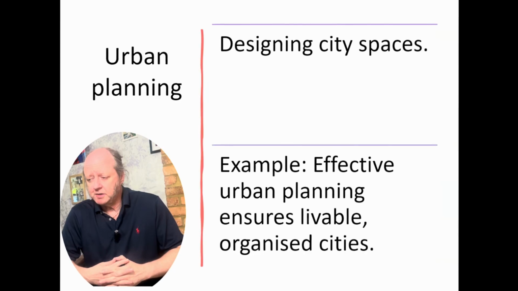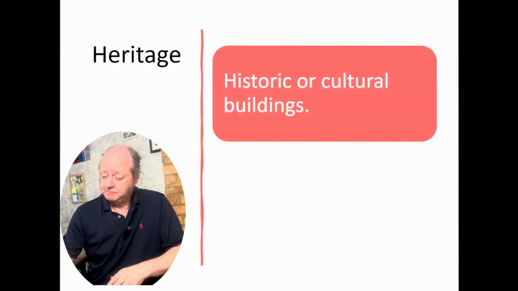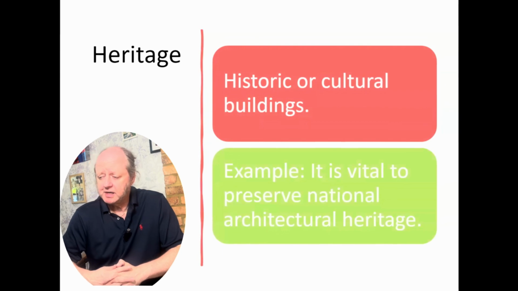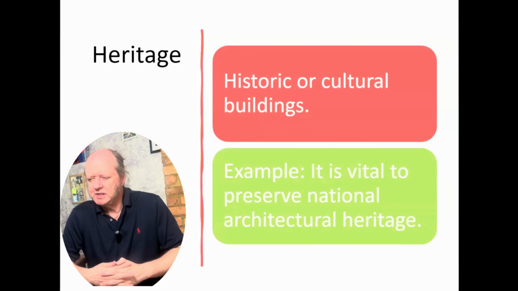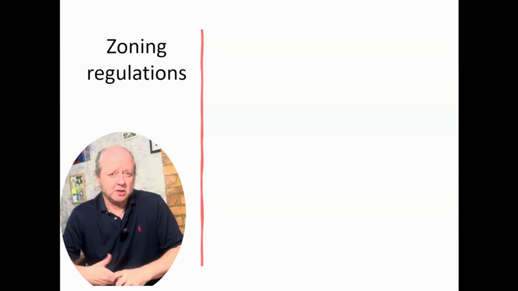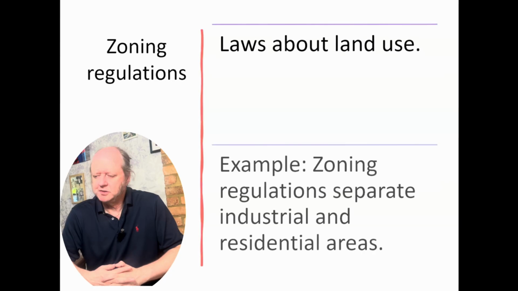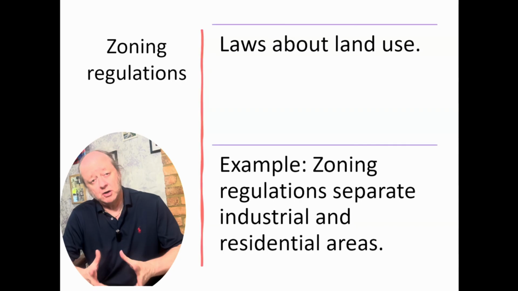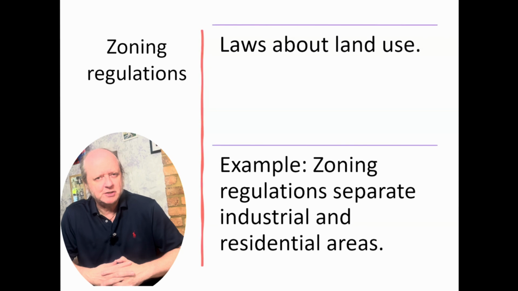Example: effective urban planning ensures livable, organized cities. Heritage, it's a noun, historic or cultural buildings. So it's vital to preserve national architectural heritage. It's very important to keep these old historic and cultural buildings. Zoning regulations, so regulations means laws, of course. Laws about using the land, how you should use the land. Zoning regulations separate industrial and residential areas. So because of the laws about the land, you cannot put industrial areas in the middle of a residential housing area.